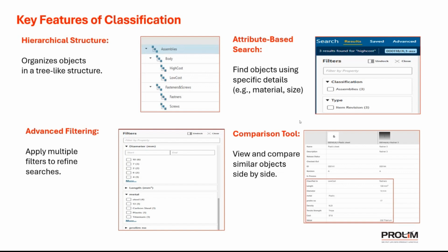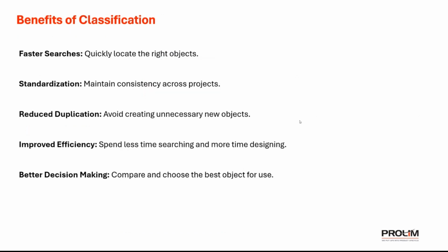Comparison tool. When selecting the right part, it's helpful to compare similar objects side by side. Teamcenter allows you to do this visually and technically, so you can make better decisions. Now that we know the key features, let's talk about why classification is so beneficial.